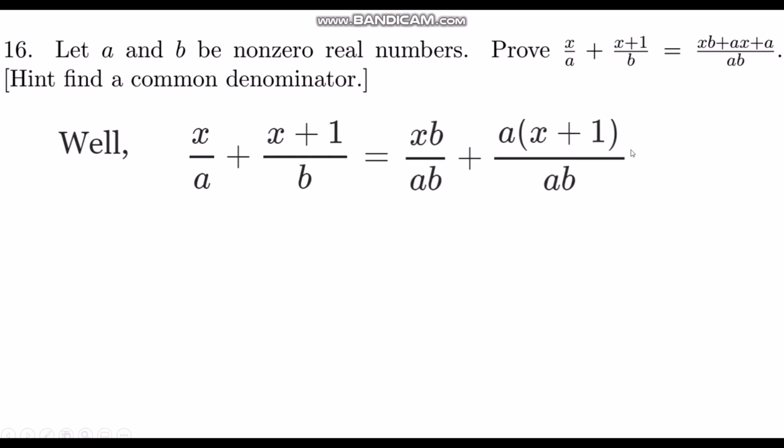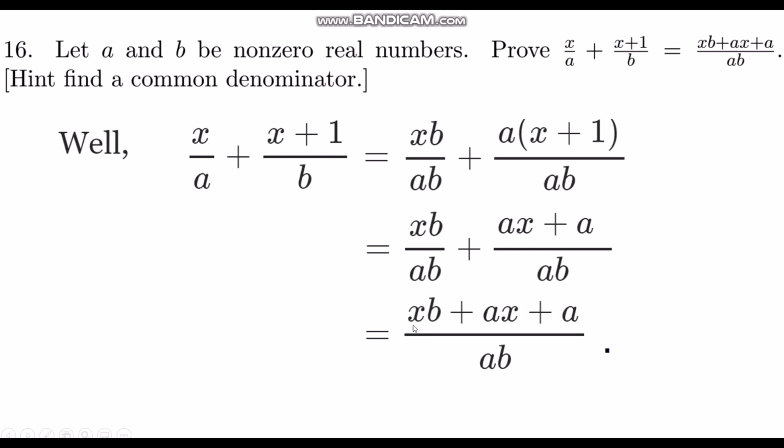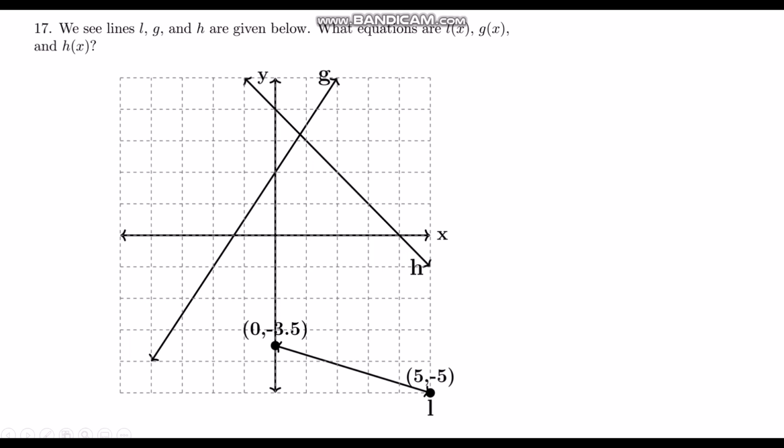So that's the first step. And then the second step is to distribute the A in here. So we're distributing the A in here. So you get this. And now we have a common denominator, which means we can combine this into one big line. So you get this value right here, xb plus ax plus a for our numerator, and that proof is done.